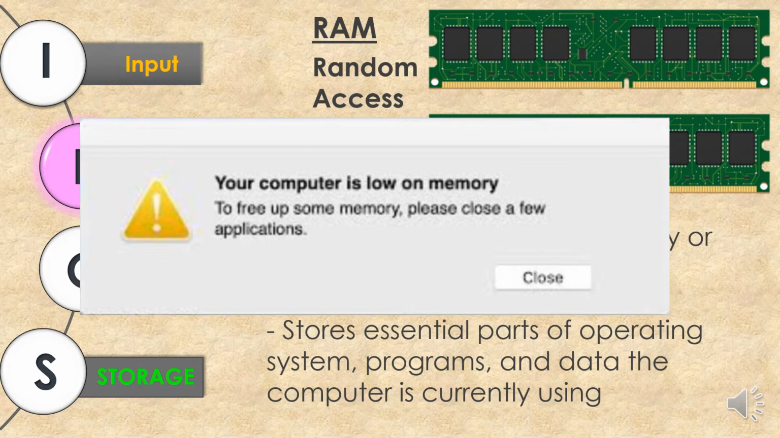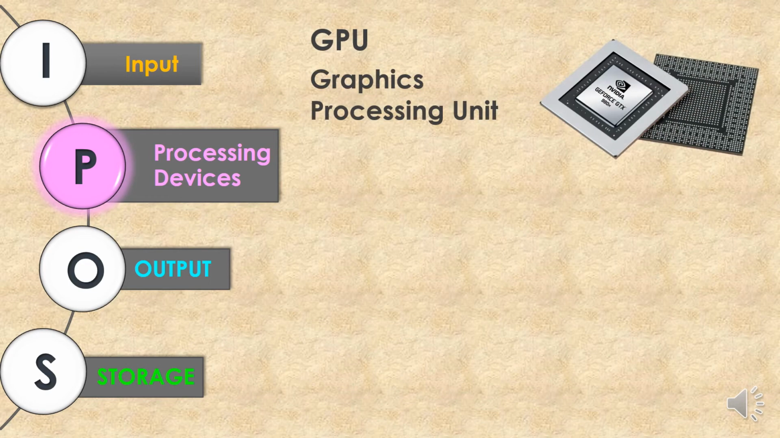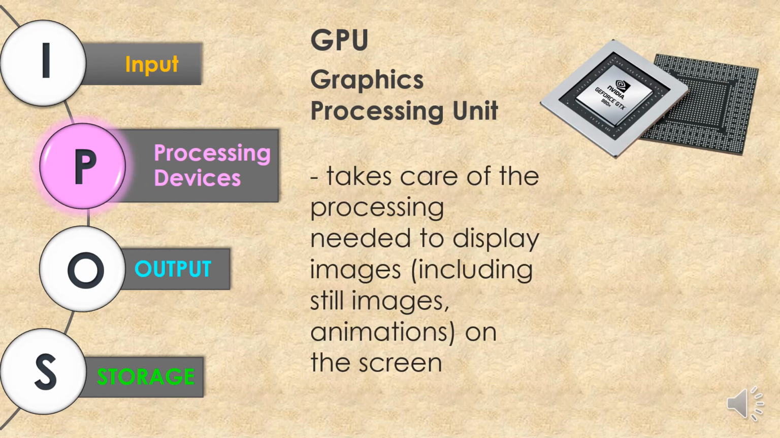Graphics Processing Unit, or the GPU. GPU takes care of the processing needed to display images, including still images and animations on the screen. GPU can be located on the motherboard, in the CPU package, or on a separate video graphics board or video card.